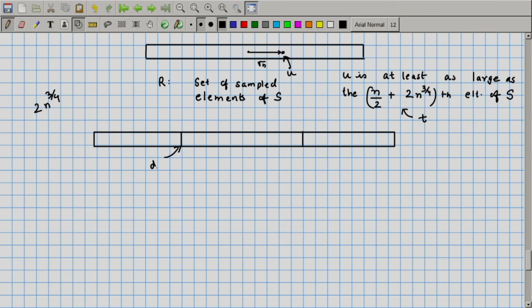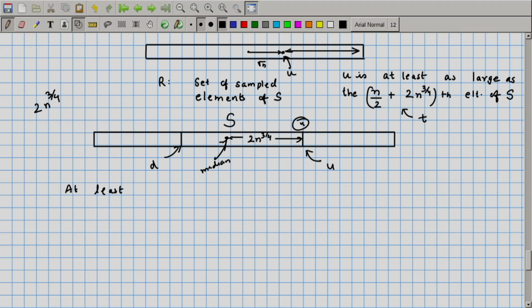So, this was our D. So, in our set S, this was our D and this was our U, and if there are a large number of elements, that is 2 n raised to 3 by 4 elements which are greater than the median, then U is clearly greater than the Tth element of S. Median is the element at n by 2 position, and 2 times n raised to 3 by 4 elements are already greater in this middle portion. So, U comes certainly after this position. Therefore, if we look at our samples, we can claim that at least these many elements are greater than the number at the Tth position.